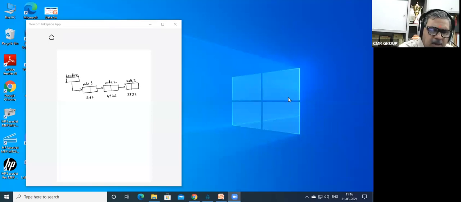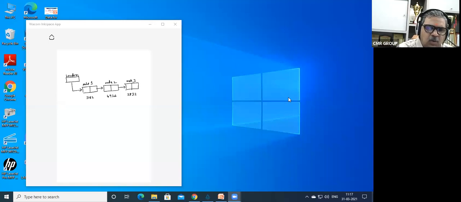So we have the header. We call it a header. And then we have different nodes: node 1, node 2, node 3. From now onwards we will use the terminology node, not railway bogie or a student or anything like that. In these, there are two important things.